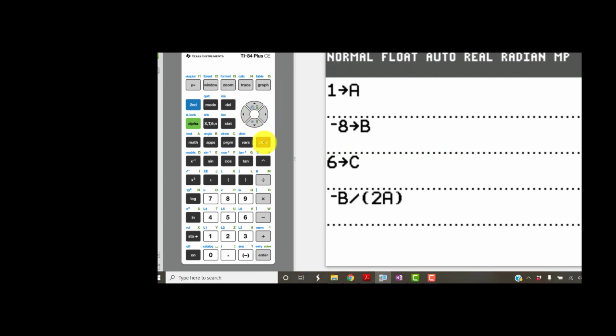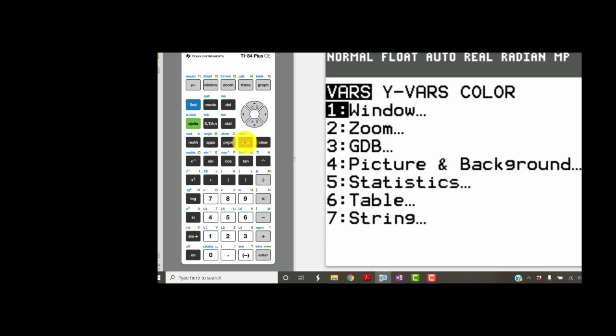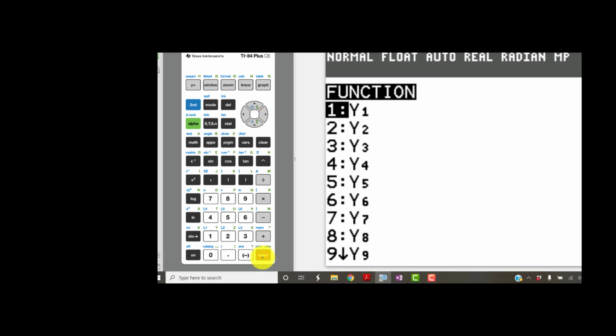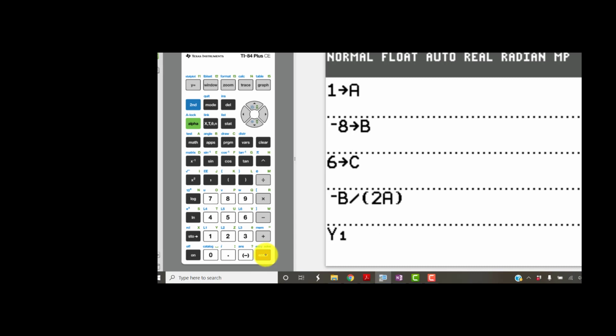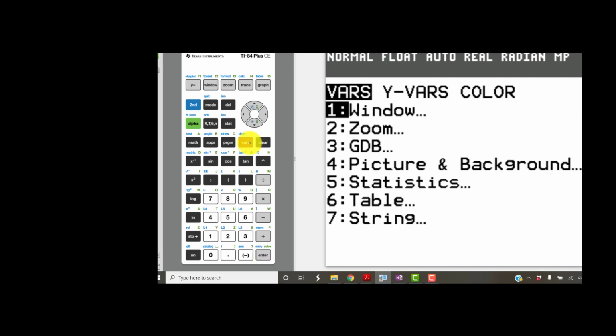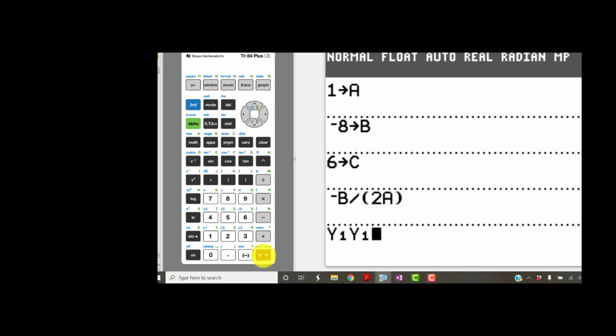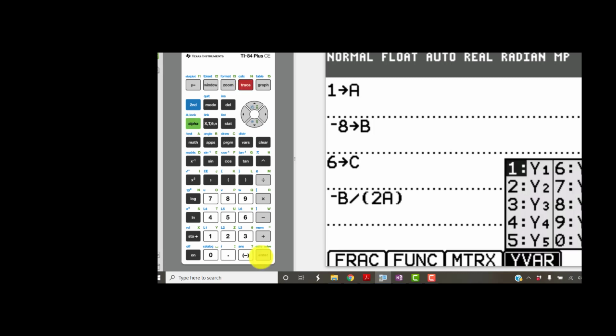So let me clear this line. All right, so if you don't have this possibility, here's what you do. You do vars on your calculator, it's right here, vars. You go to y vars, so let's move to the right, y vars, function, and then you have your y1 right here. So it is a little bit more clunky this way, but it works, okay? So again, you would be going to vars, y vars right here, function, so I want enter, and then I want enter right here, okay?